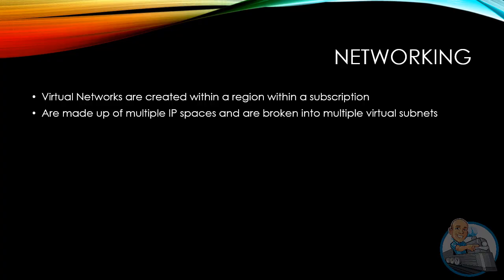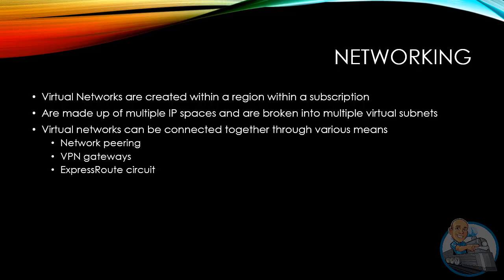They're made up of multiple IP spaces. So it's not just one contiguous IP space. I could assign it a 172.16, 10 dot something. I can have multiple IP spaces, CIDR ranges within a single virtual network. And then I break that up into virtual subnets. A virtual subnet is not bound to an availability zone. A virtual subnet spans the entire region, as does the virtual network.